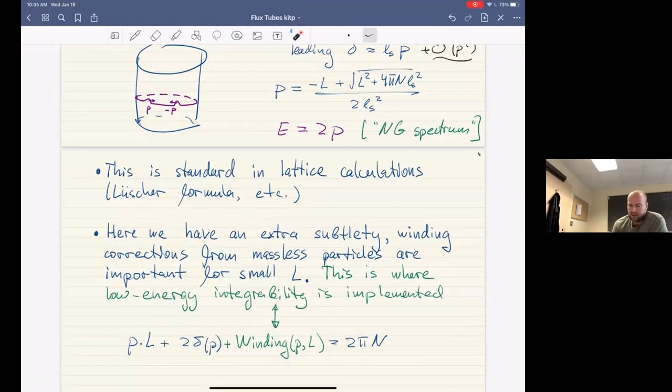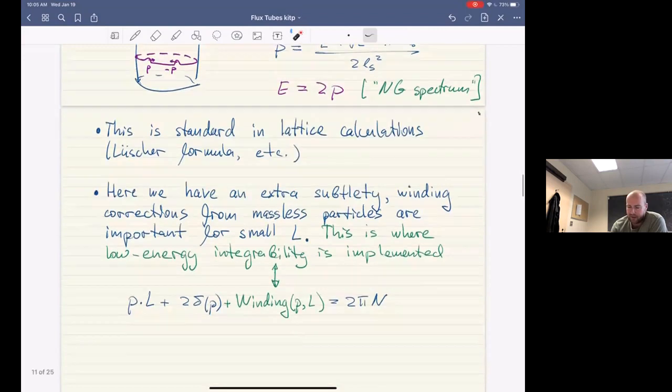There is a little extra subtlety here because we have massless particles and so-called winding corrections that come from virtual massless particles going around the circle. They are quite important. They are not exponentially suppressed, they are just power law suppressed. And this is where the low energy integrability and tricks related to the thermodynamic Bethe ansatz can be implemented.